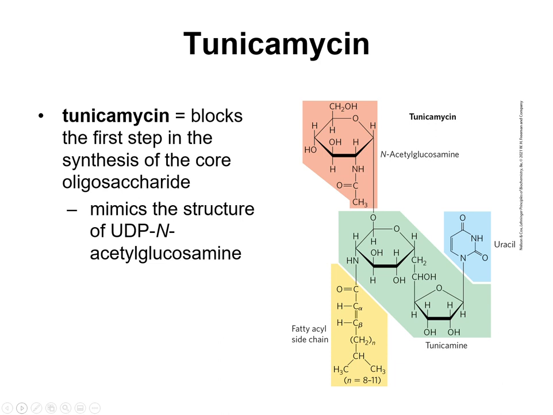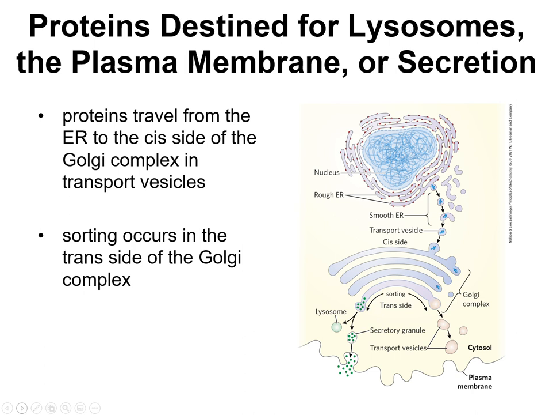Tunicamycin blocks the first step in the synthesis of that core oligosaccharide. It mimics the structure of UDP-N acetylglucosamine, which is key in creating these monstrous, complicated sugar structures. So once we have a protein made and it's maybe partially decorated in the ER, the proteins are going to travel from the ER to the cis side of the Golgi complex in transport vesicles.